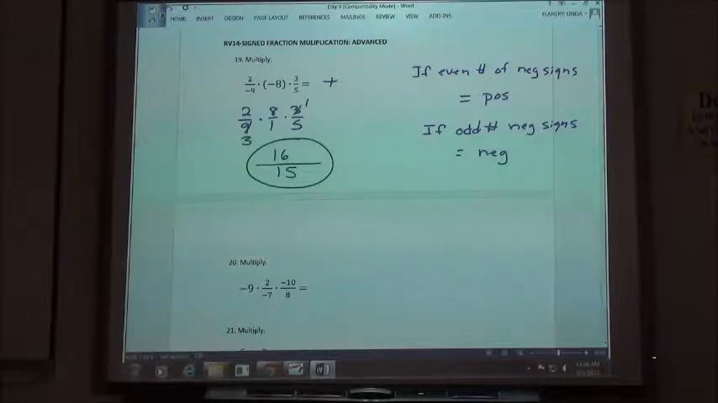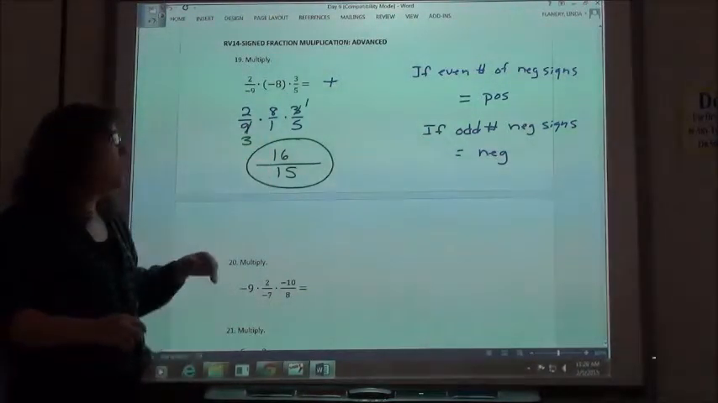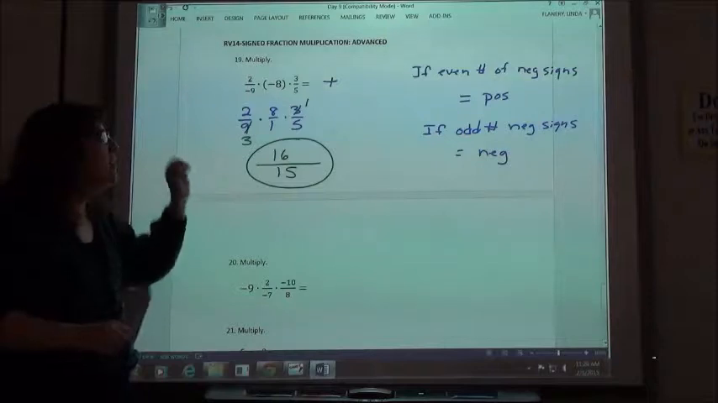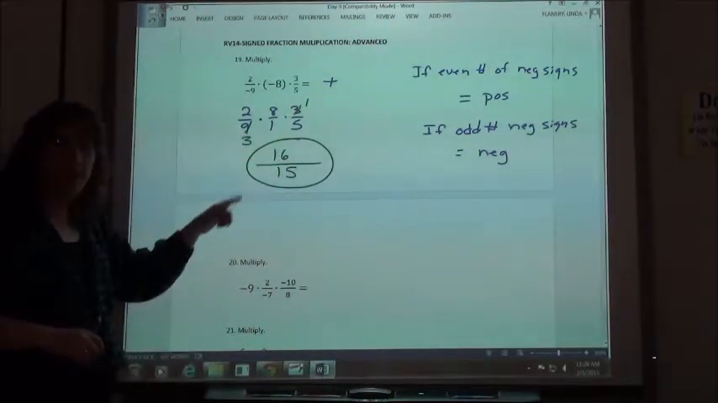Again, we want the answer in simplest form, but not as a mixed number. So if you use your calculator to check it, it's going to give you the mixed number, 1 and 1/15, and then you hit the shift and the fraction button to change it into the improper fraction.